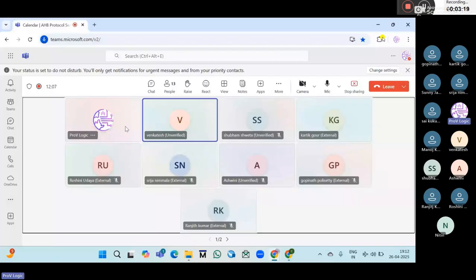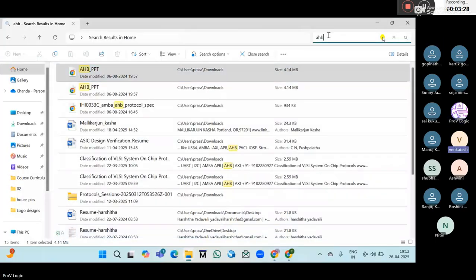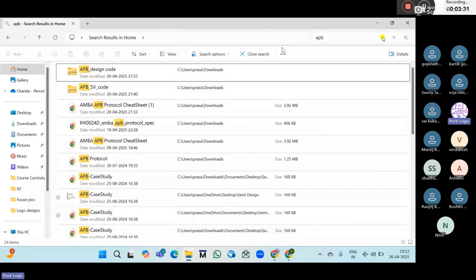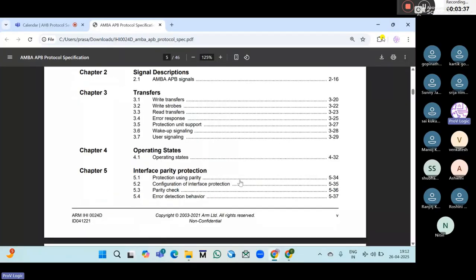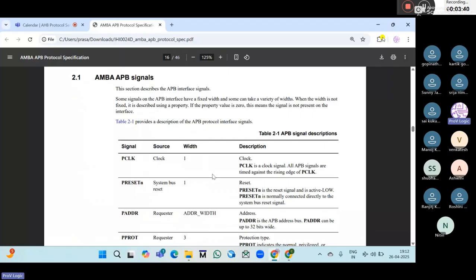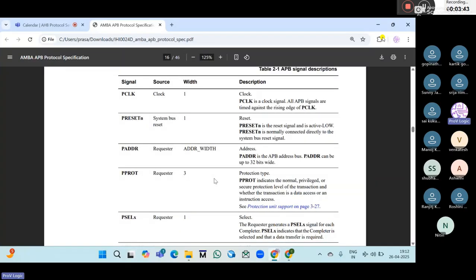Have you gone through the specification? I shared the spec also. Do you have any doubts from the spec? No. Okay. So the APB protocol is a low speed bus protocol. It's just a simple control bus, where we connect low speed peripherals like a timer, watchdog timer, like that.